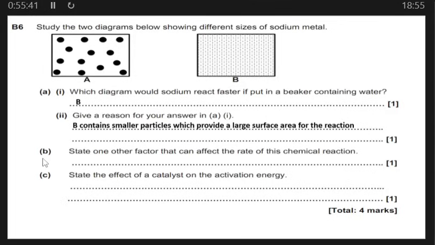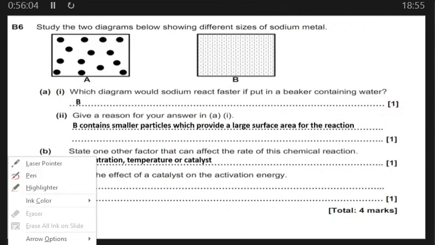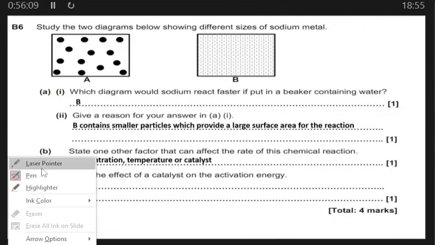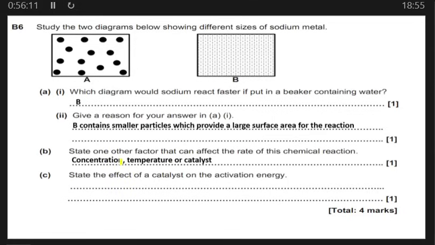Alright, so B says, state one other factor that can affect the rate of this reaction. So another factor here can be concentration, temperature, or catalyst. Concentration. Yeah, concentration actually affects reactant in solution. I think here I should have erred here.